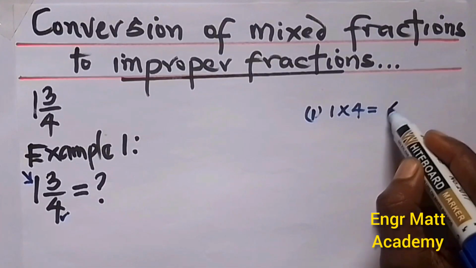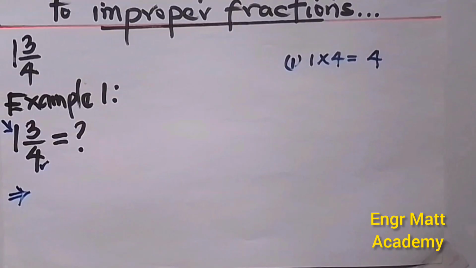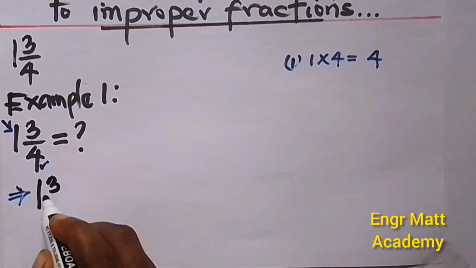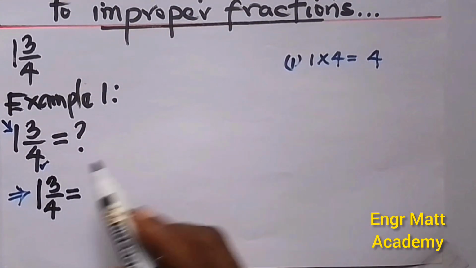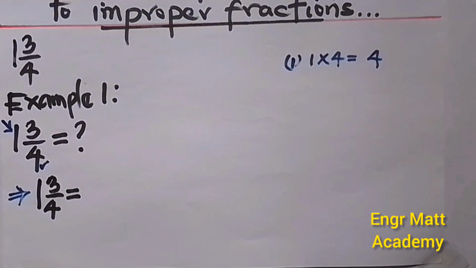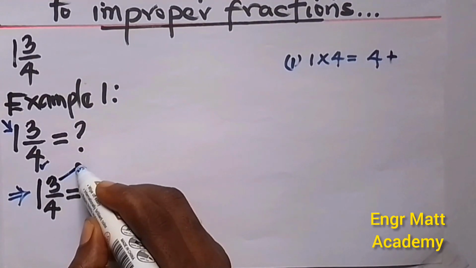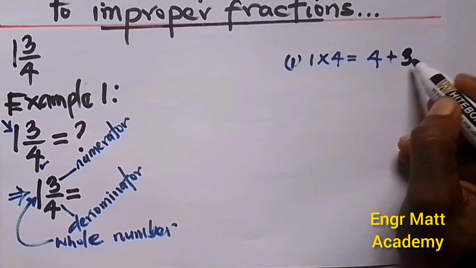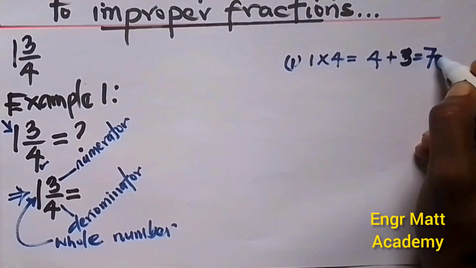If we do that, we get 4. So I will say 1 whole number 3/4 is equal to 1 times 4, the whole number times the denominator, will give me 4. Next, I will add the numerator. Remember, our numerator is 3. Now we say plus 3. That will give me 7.